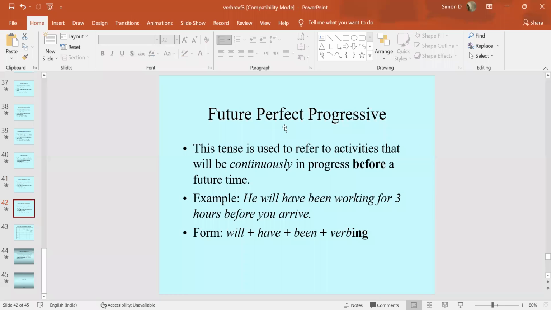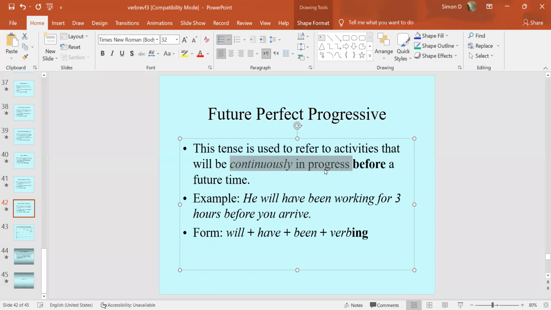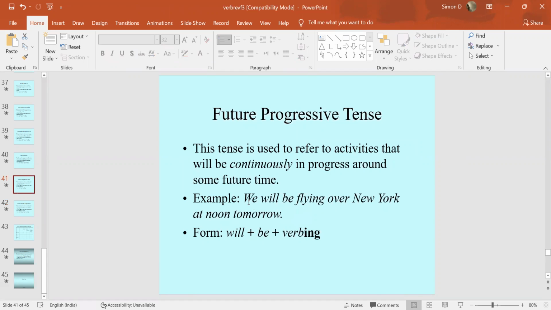Future perfect progressive. This tense is used to refer to activities that will be continuously in progress before a future time. So this is when it is before a particular future time. Before that, it will be in progress. Got it? So he will have been working for 3 hours before you arrive. Before you, that person, arrive, that is a particular specific time in the future. Earlier it was around some future time, not a particular time.